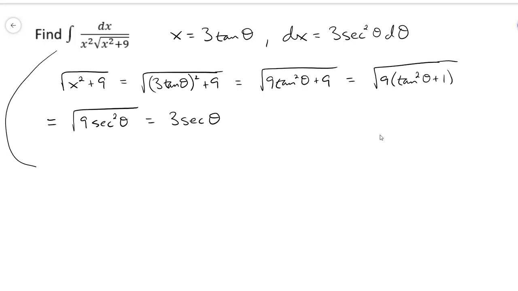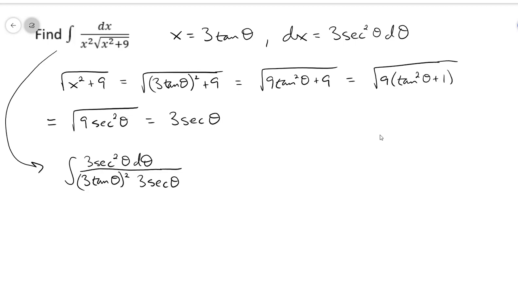So that means our integral is going to change into the dx on the top becomes 3 secant squared theta d theta, and in the denominator we have an x squared there, so that's going to be (3 tan theta) quantity squared, and then we just went through and saw that the square root of x squared plus 9 becomes 3 secant theta.